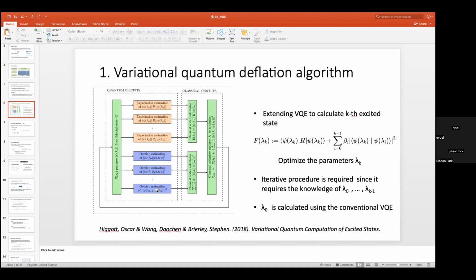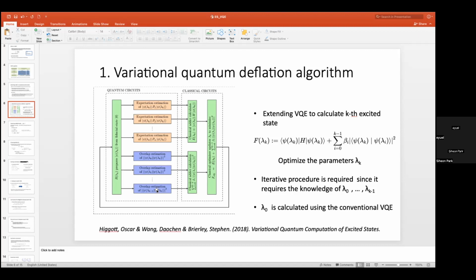One question. I think I'm confused. For the first algorithm, we find only the eigenvalue, right? Yeah. So do we find the eigenstate afterwards? I guess if you find, do I have a marker? Oh yeah, here it is.